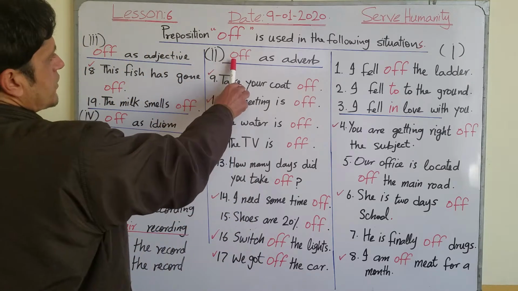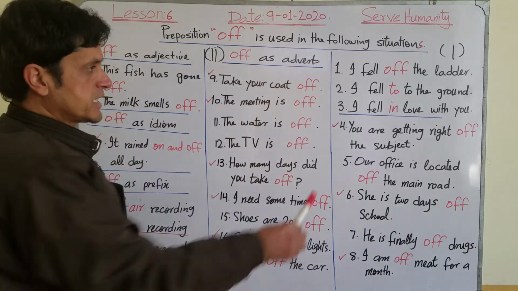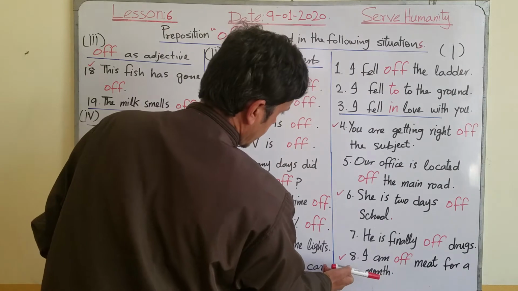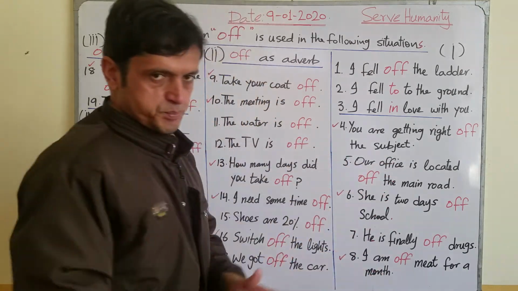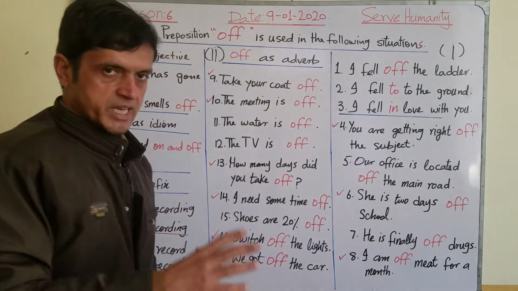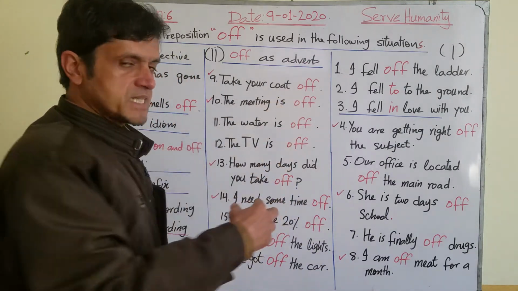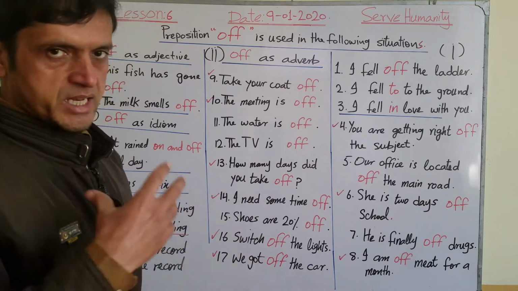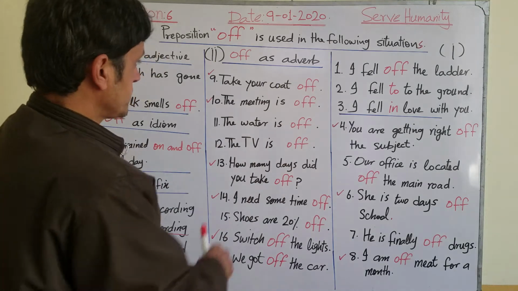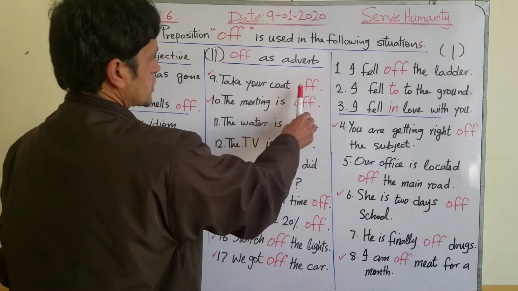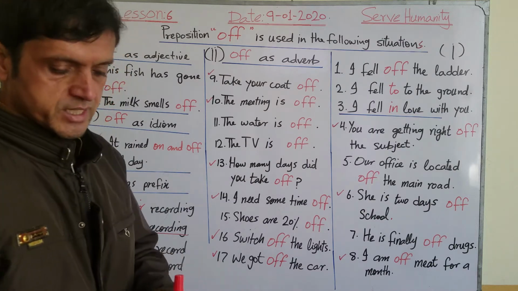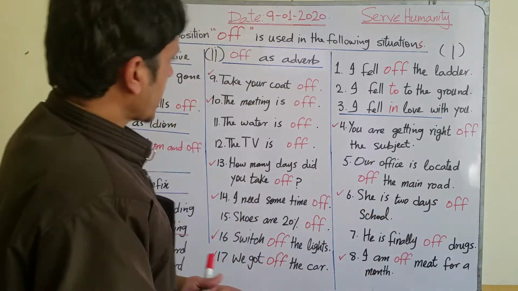Now here, off is used, but in these sentences from 1 to 8, off is used as a preposition, but here off is used as an adverb. And as you know, an adverb modifies a verb, an adjective, and another adverb. So here it is used as an adverb. Now you see, take your coat off. We can say put your coat on and take your coat off.